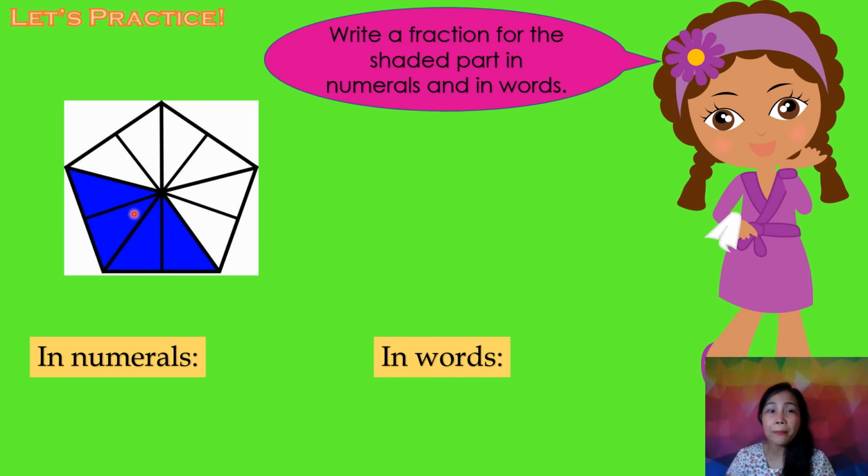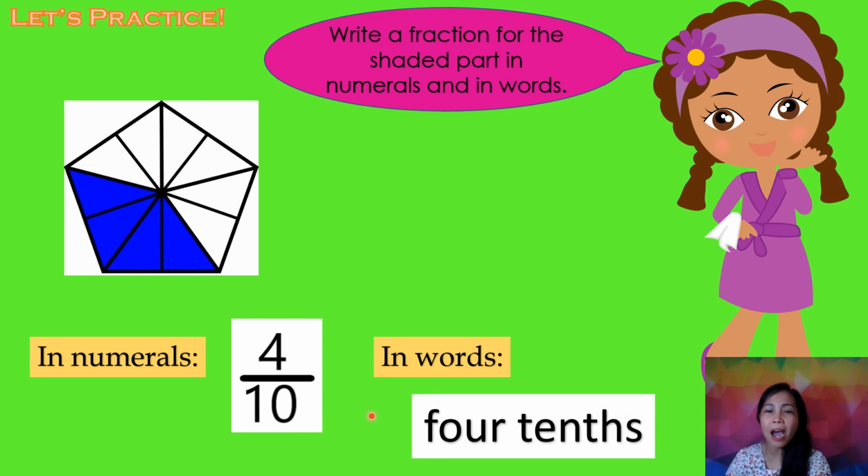Look at this diagram. Let's count the total number of equal parts. 1, 2, 3, 4, 5, 6, 7, 8, 9, 10. There are 10 equal parts. Now, how many parts are shaded? Let's count. 1, 2, 3, 4. Let's make a fraction of the shaded part in numerals and in words. What's your answer? 4/10. Good job. How do you write it in words? 4/10. Very good.